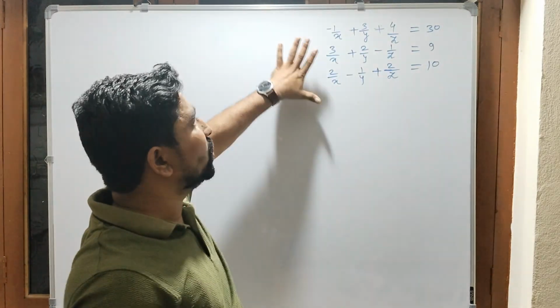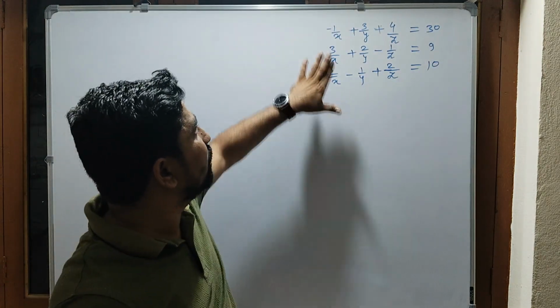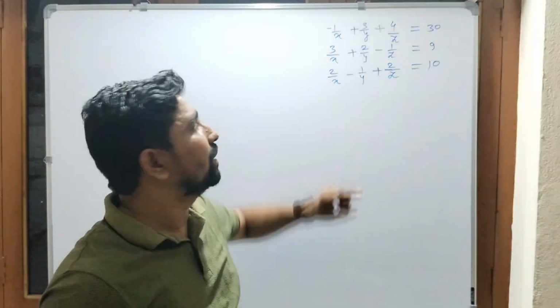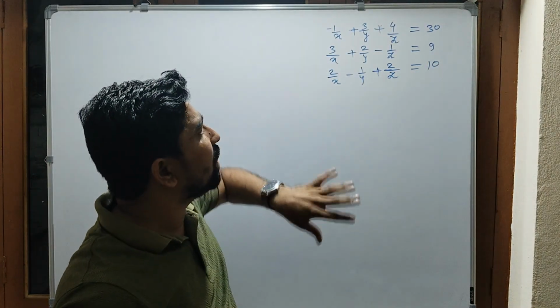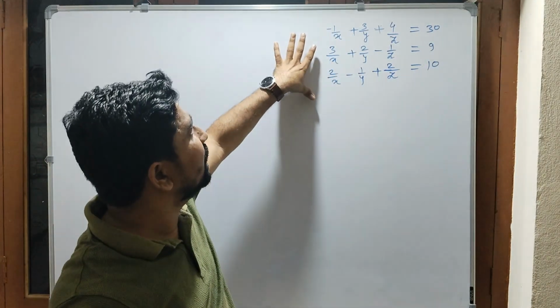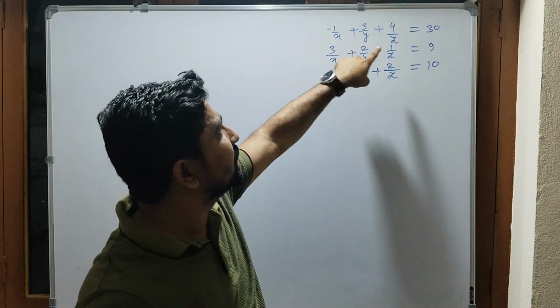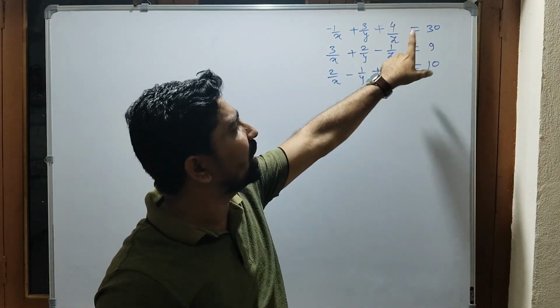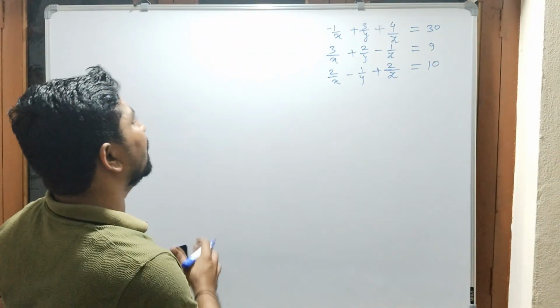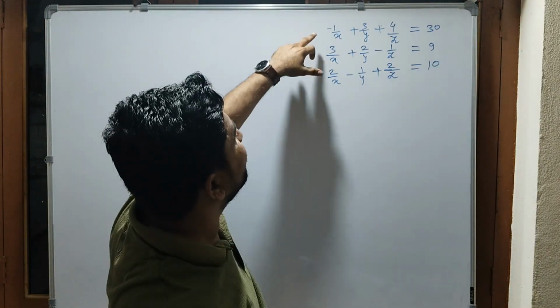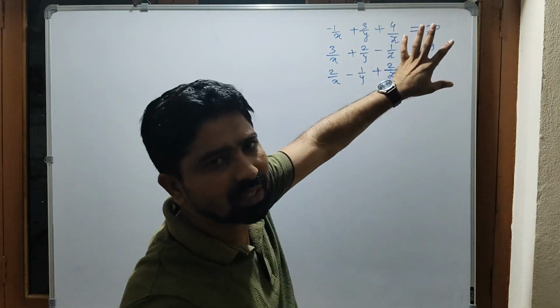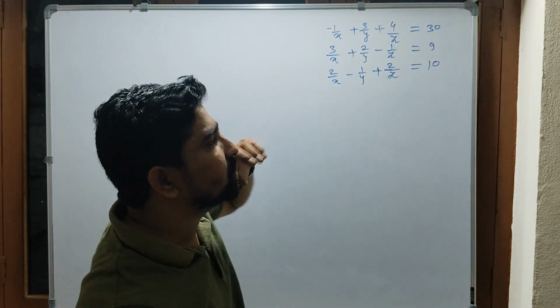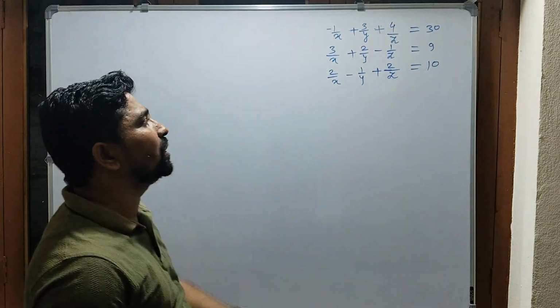Now in this video we have to solve this system of equations. Here the number of equations is 3, and the number of unknowns is 3, that is 1 by x, 1 by y and 1 by z. So here, in place of x1, x2, x3, they write 1 by x, 1 by y, 1 by z. So I have to solve this system of equations.